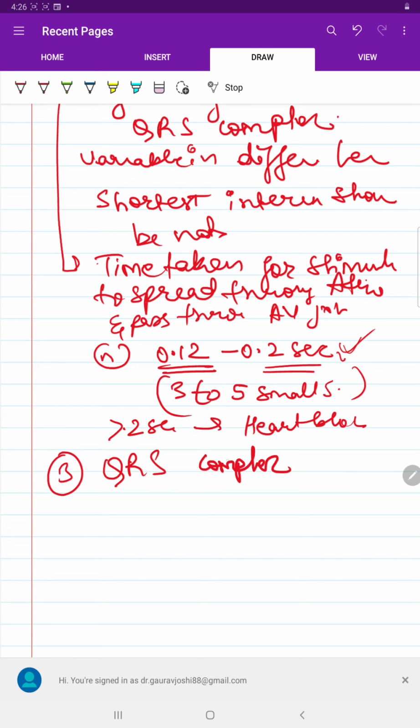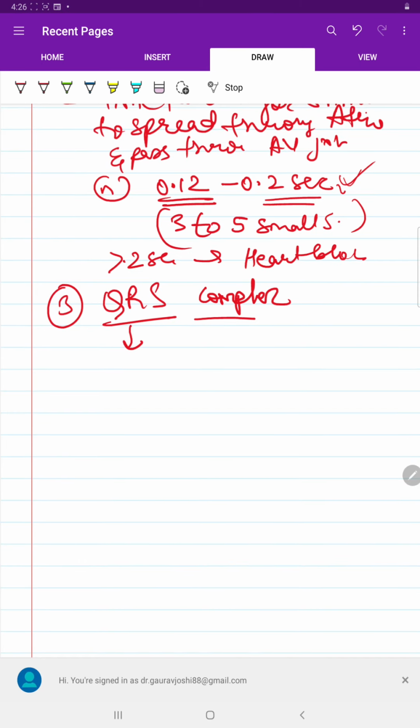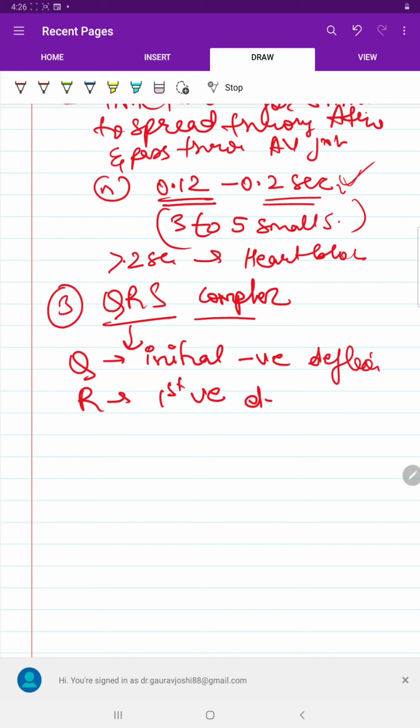After the PR interval, we will go towards the third, the QRS complex. The QRS complex is the most confusing because there are many values and many forms. Sometimes Q waves are present, sometimes R wave is present or absent. What is Q wave? Q wave is the initial negative deflection. R wave is the first positive deflection. S wave is a negative deflection following the R wave.